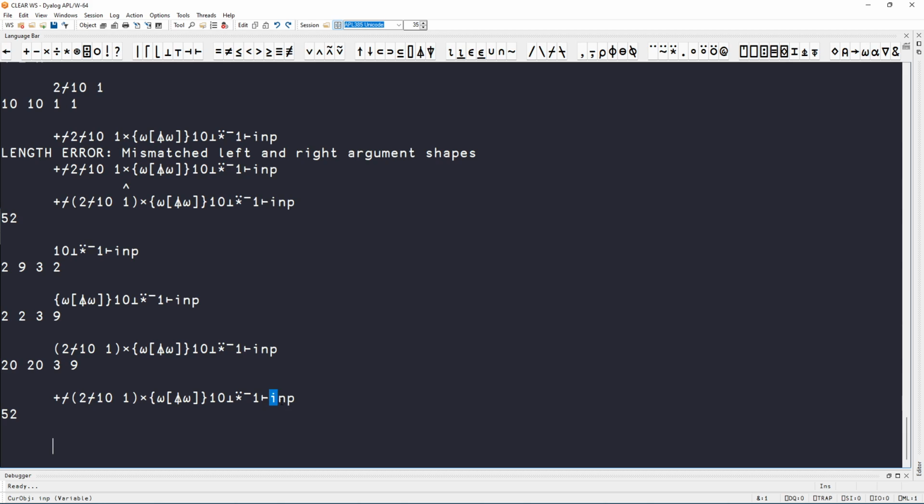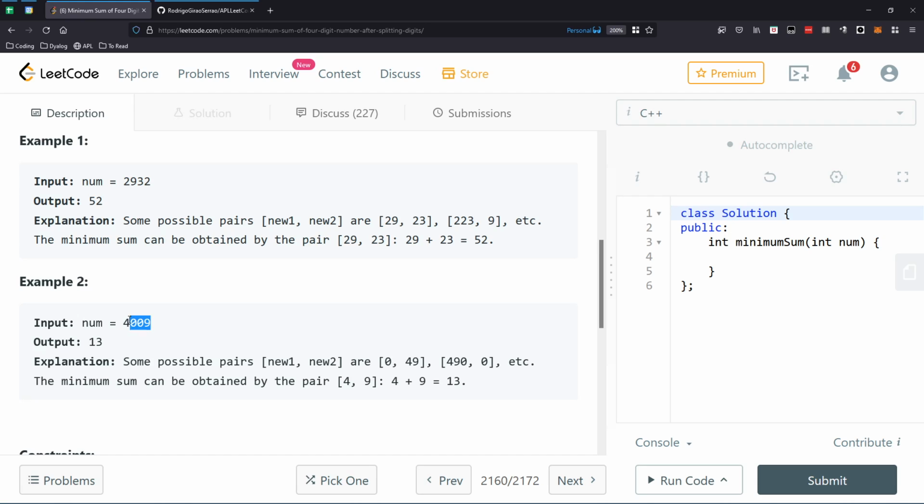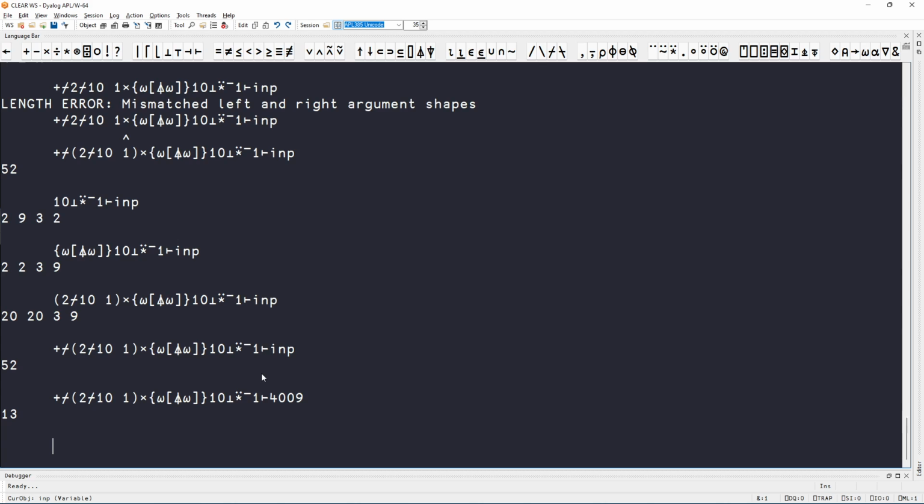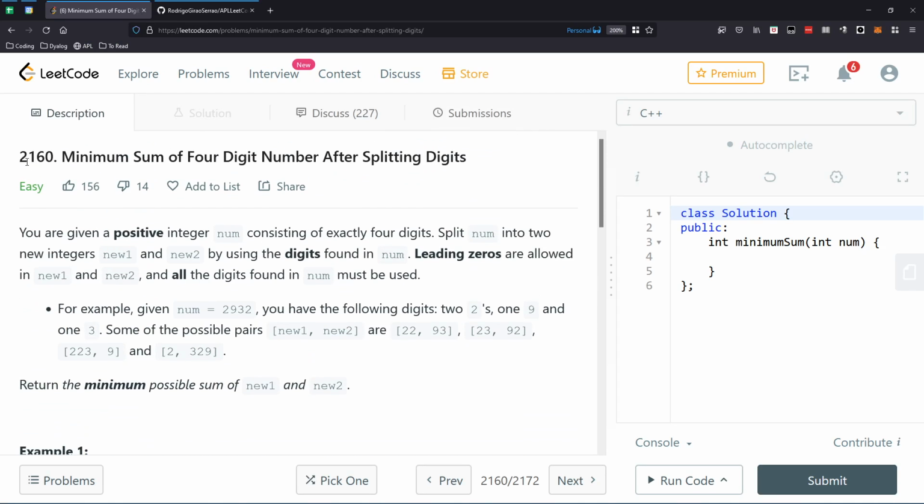And we did this with one test case. Let's check the other that we had, with some zeros. We put the number there and we get the 13 back. So there you go. This was problem 2160 of LeetCode in APL. See you soon.